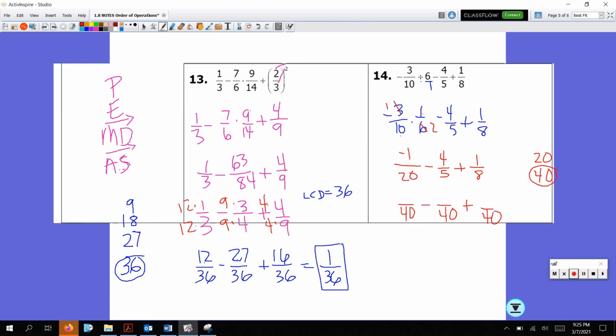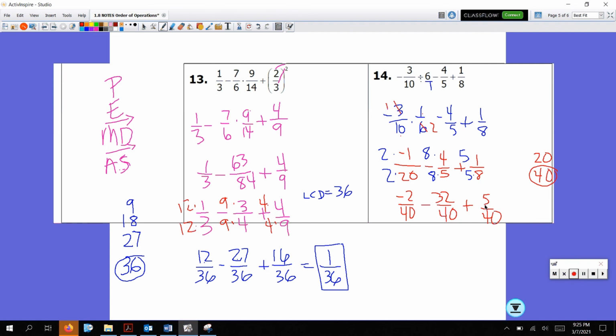Now we need to find our new numerators. 20 times 2 was 40, so we multiply the numerator by 2 and get 2 times negative 1 is negative 2. Next we have 5 times 8 gives us 40. We multiply the numerator by 8 and get 32. Last one, 8 times 5 gives us 40. Multiply the numerator by 5 and get 5.